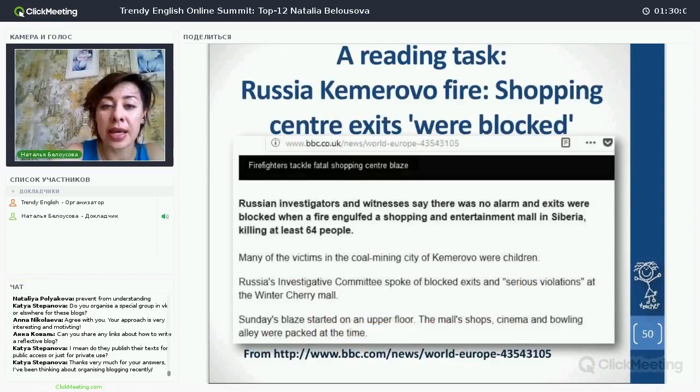I think it was the next day after the tragedy. So you can see again the beginning of this text. And the headline of the article was Russian Kemerovo fire, shopping center exits were blocked.